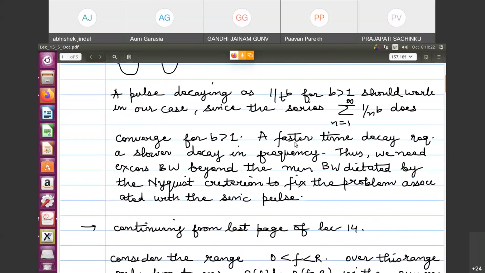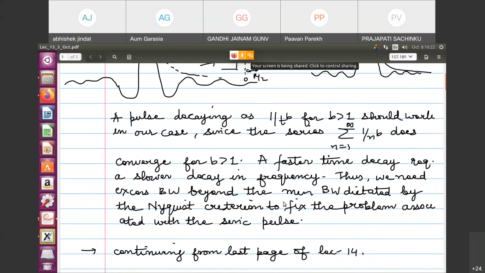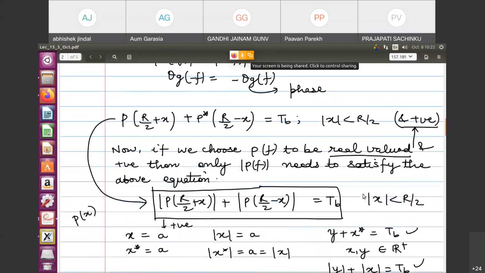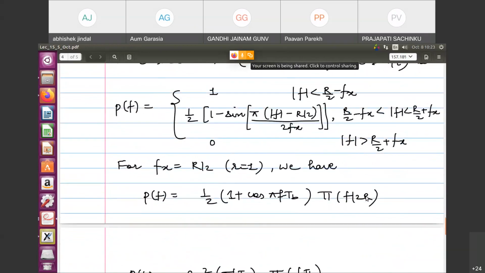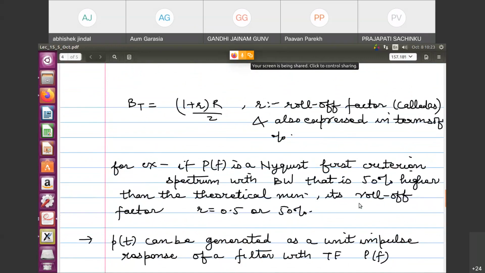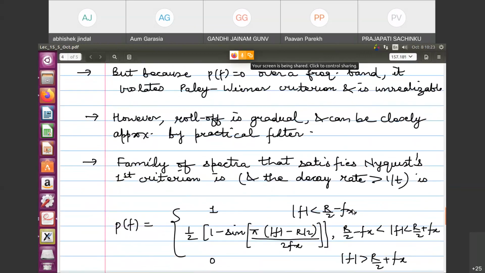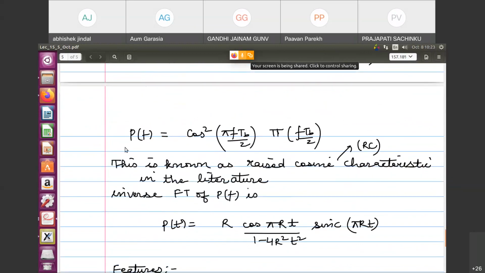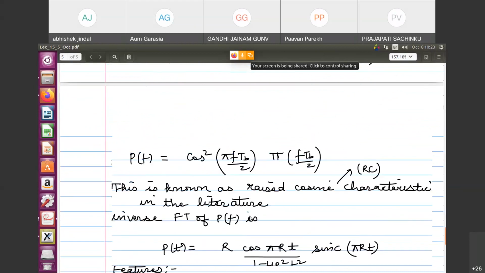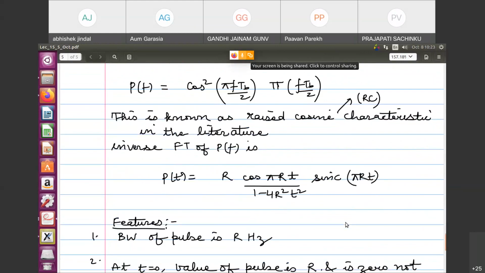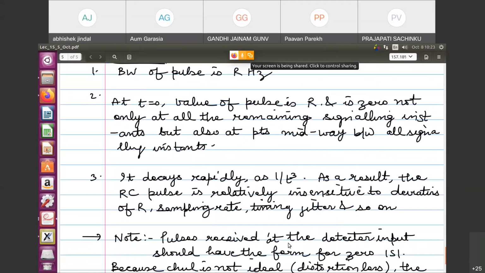A pulse decaying at 1 by T B. I think this is what I have taken from there, and this is a very good explanation I found for us to understand the concepts. Then we saw this raised cosine spectrum, the family of spectra that satisfies Nyquist's first criterion. We found out the time domain function when r is 1. This is called a raised cosine characteristic, or a raised cosine pulse. And then we were studying some of its properties.